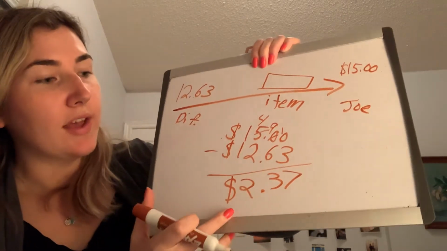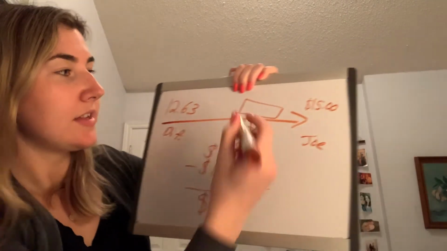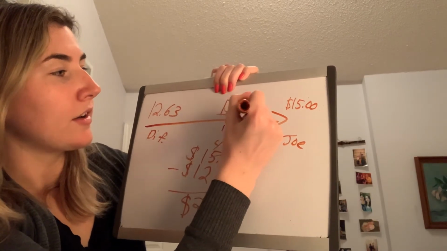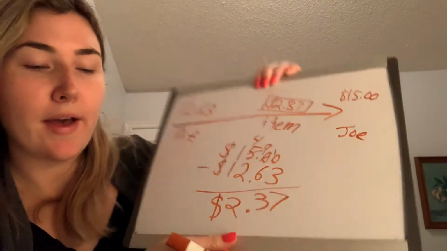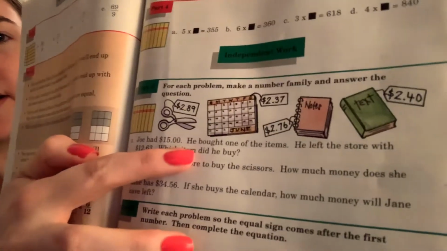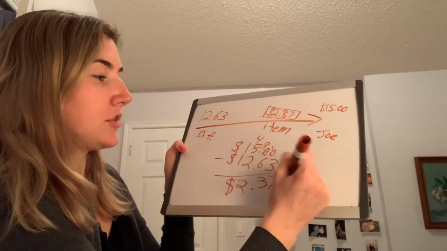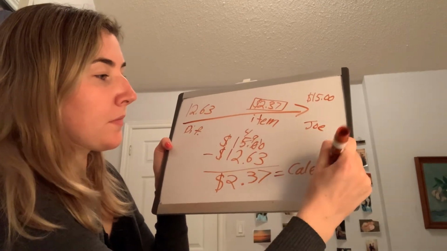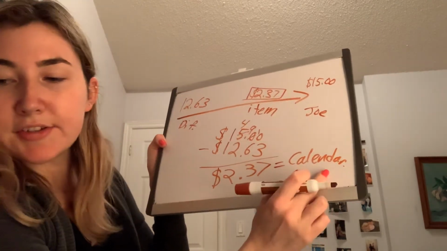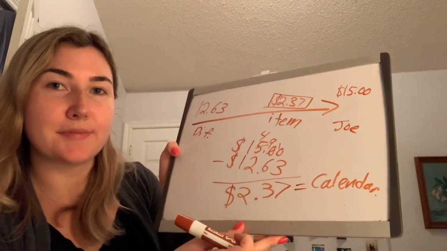So now we know that the item was $2.37. So we'll add that on our number family. So now we have to look back onto our images and see which item cost $2.37. So we'll take a look here, and it was the calendar. So make sure we're including that Joe bought the calendar in our final answer. I'll just do an equal sign here, so that we answer our question that he bought the calendar.